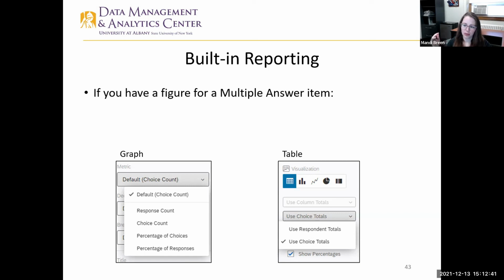You want to make sure you use the respondent totals if you're looking at, out of the 100 respondents, how many answered this particular way. You want to look at the choice totals if you want to just look at how many people in general chose Albany. And then you can also look at the percentages. So be careful here of choosing these choices on purpose and making sure that it's the right one represented.